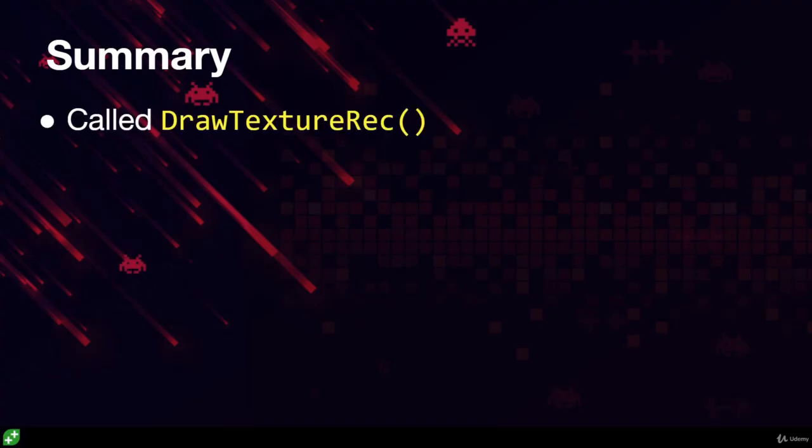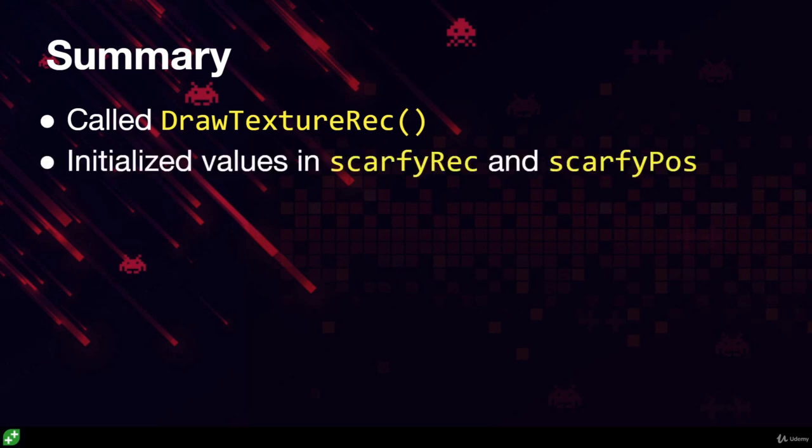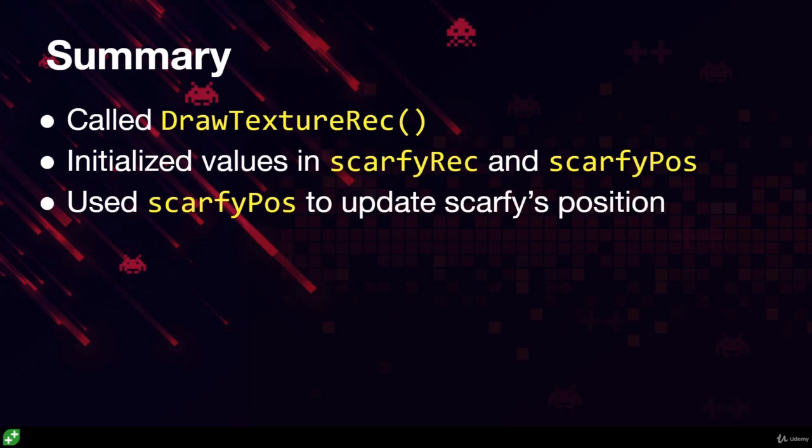So in summary, we used drawTextureRec to draw a section of a sprite sheet. We initialized the variables in scarfyrec and scarfypause by accessing those using the dot operator. We used scarfypause to update Scarfy's position, accessing the y component of scarfypause. So we now know how to use these new types that belong to the raylib library, the texture2D, the rectangle, and the vector2. Next, we'll work on cycling through the different sprites in the sprite sheet so that we can animate Scarfy.